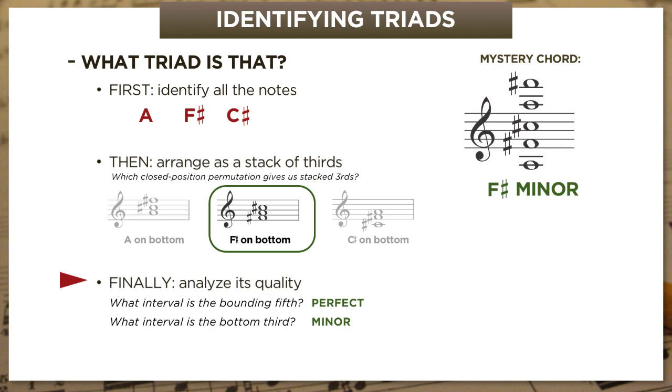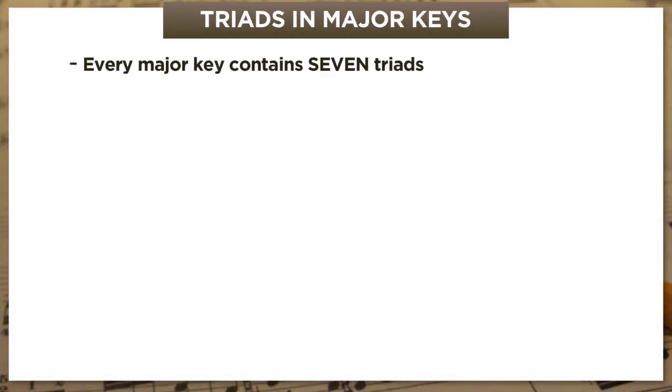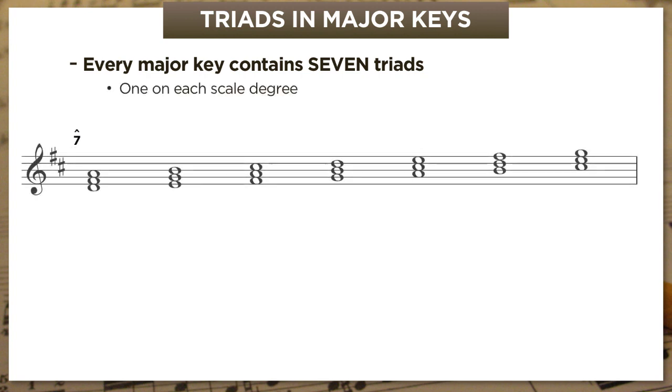So now let's talk about triads in their native environment, which is in a key. Until now, we've just been looking at isolated triads floating in the ether, but normally when we encounter a triad, it's in some piece where there's music in a key. So every major key contains 7 triads, 1 on each scale degree. Here we're in the key of D major, and here are the 7 triads, 1 built on each scale degree. Hopefully you can see what I've done. I've just gone up the scale, building a stack of thirds on each note of the scale.